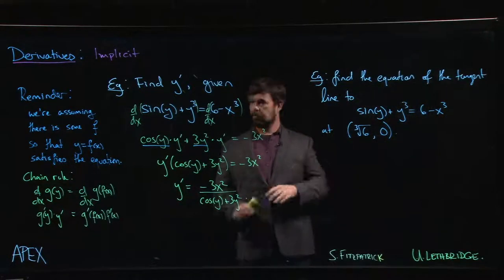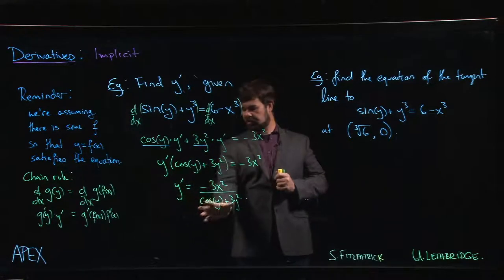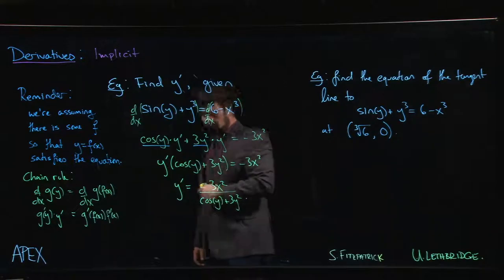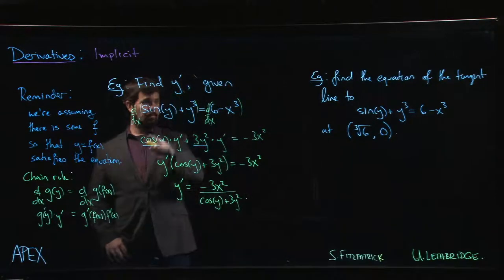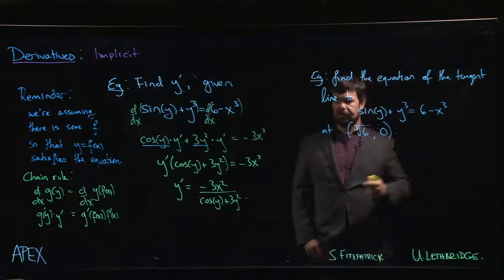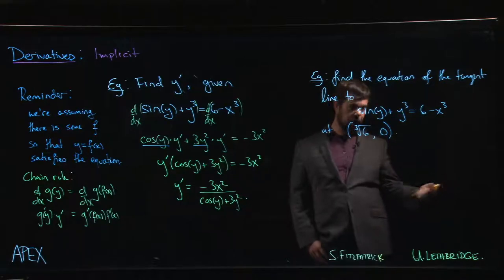All right, so here's a follow-up to the problem that we just did. We used implicit differentiation to come up with this expression, which gives us the value of y prime at any point on the curve, which is defined by this equation. Now, suppose we did want to find the equation of a tangent line, find the slope of the tangent at that curve at some point.